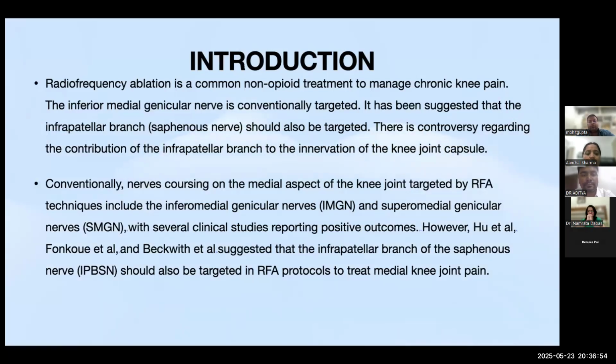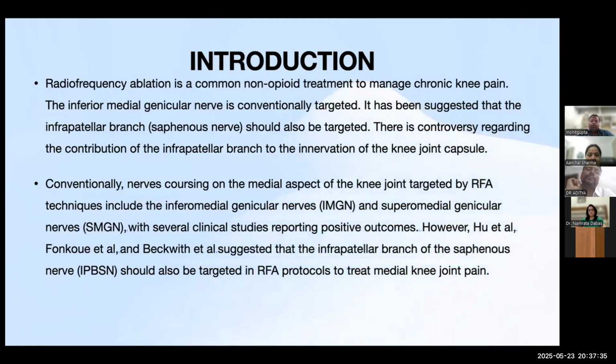There were recent articles published from 2020 to 2024 stating to ablate the infrapatellar branch of the saphenous nerve. But I came across this article, published in 2025 this year only, where there was some doubt, and they did a cadaveric study and mapped the infrapatellar branch and the inferomedial genicular nerve of the knee to show that the infrapatellar branch is more of a cutaneous branch. I will be going on with the topic now.